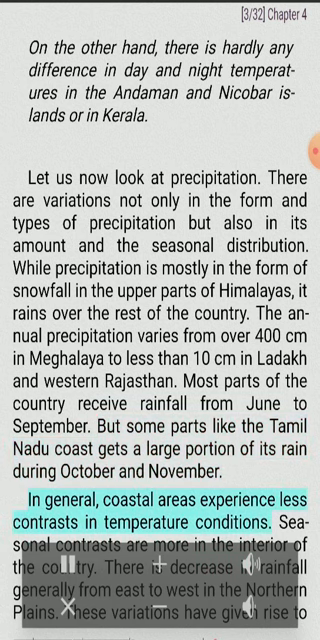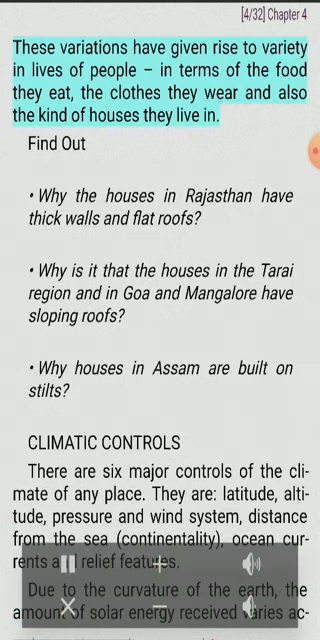In general, coastal areas experience less contrast in temperature conditions. There is decrease in rainfall generally from east to west in the northern plains. These variations have given rise to variety in the lives of people, in terms of the food they eat, the clothes they wear and also the kind of houses they live in.